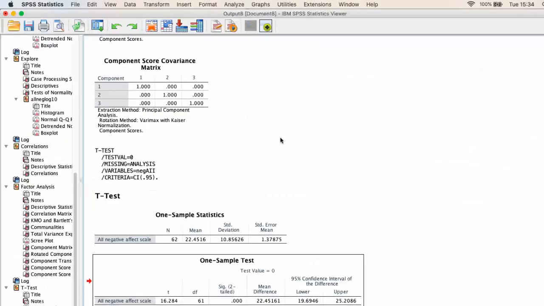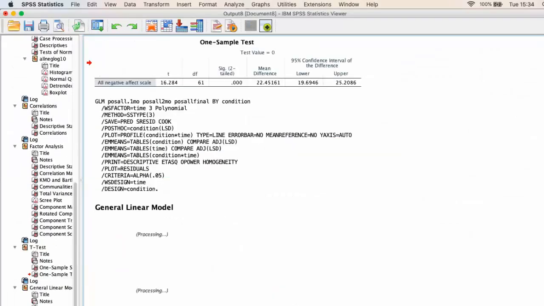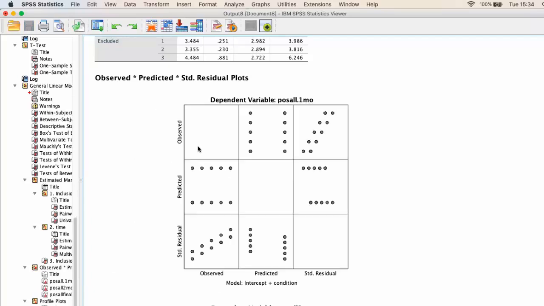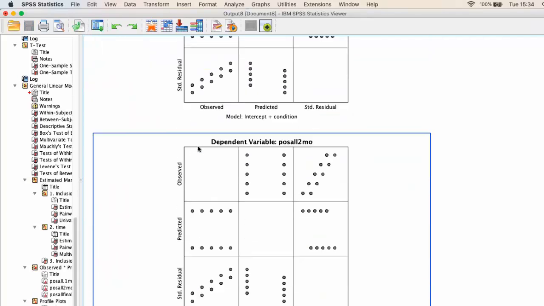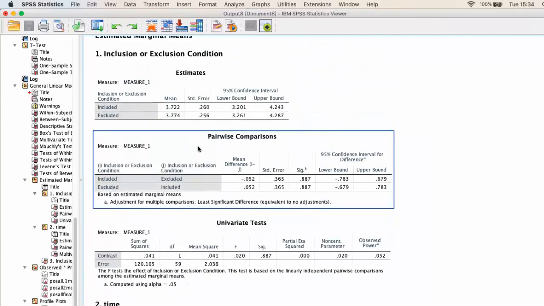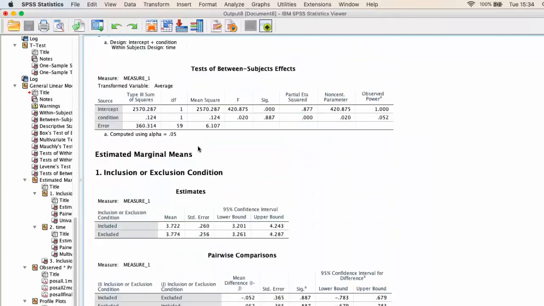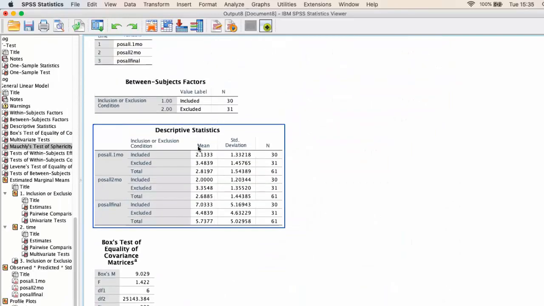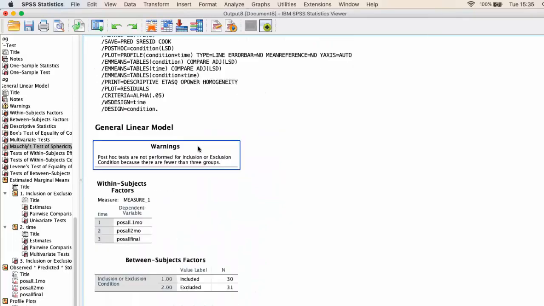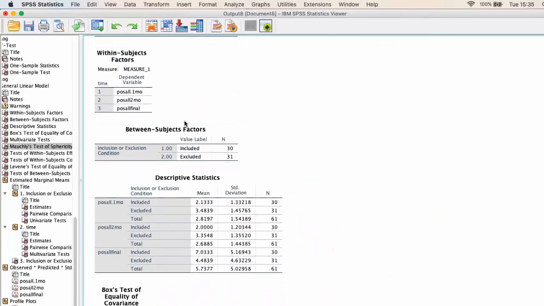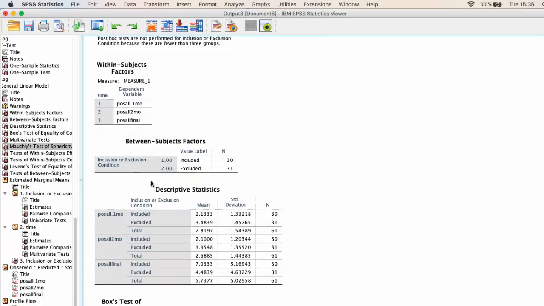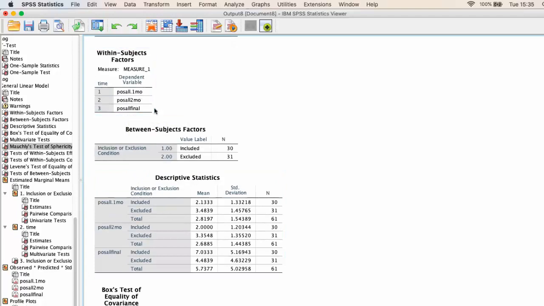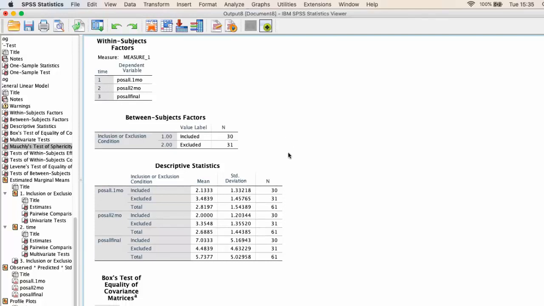Okay, hit okay. All right, and we've got our work cut out for us for this one. So let's see where it starts. It's intimidating at first, but we'll get it set. So here you've got your between subjects. This is the inclusion exclusion. Just keep that in mind. And you've got your within subjects. Within is always time. Between is always just inclusion exclusion.